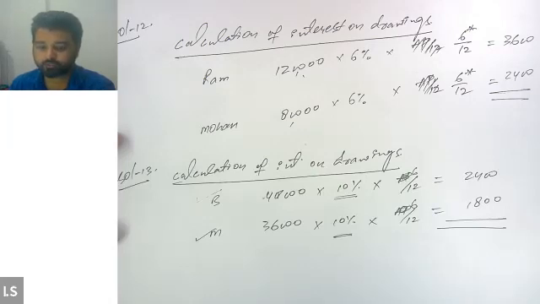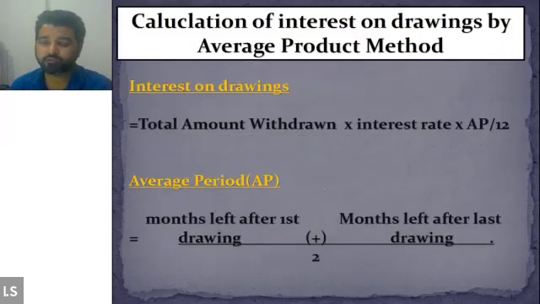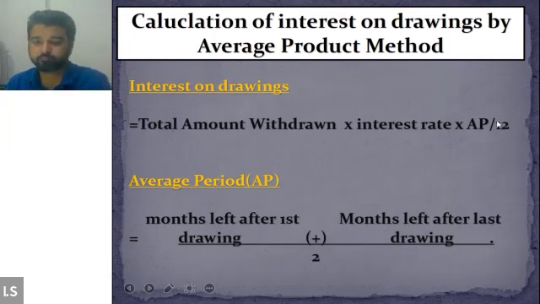Correct. So basically, we are applying this formula. We are continuously applying this formula. The first formula you are able to see on screen, I hope. Interest on drawing equals total amount withdrawn into interest rate into AP divided by 12. Got it? This is the formula that we are using here to calculate the interest.